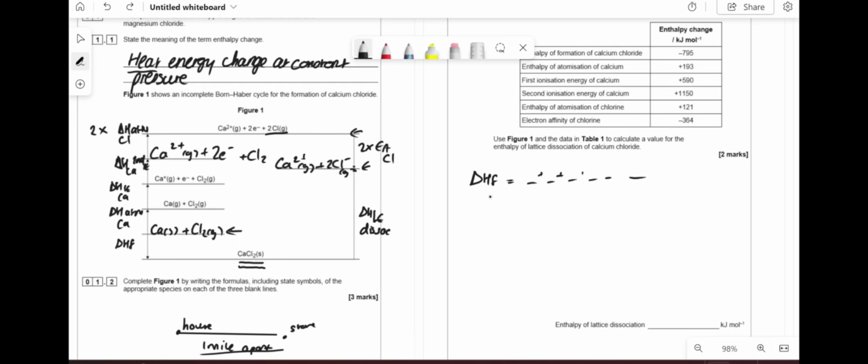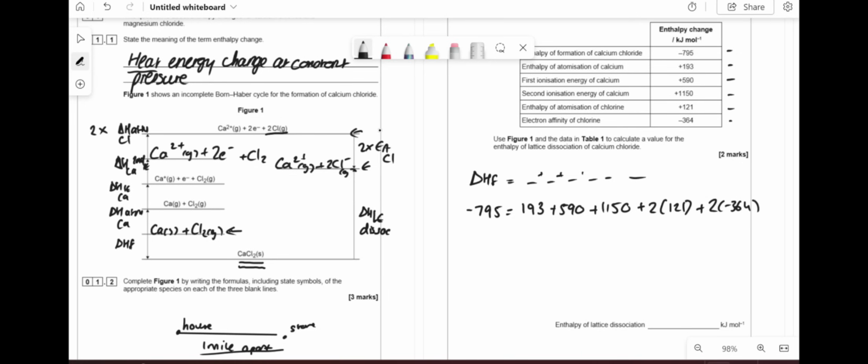So using that, the enthalpy of formation is minus 795. Then we've got the atomization of calcium, so that's going to be 193. And then we've got the first ionization energy of calcium, so that's plus 590. And we've got the second ionization energy, so that's plus 1150. And then we've got 2 times the atomization of chlorine, remember, because the definition is that you only make 1 mole of gaseous atoms from its element. So that's going to be 2 lots of 121. And we have 2 lots of electron affinity as well.